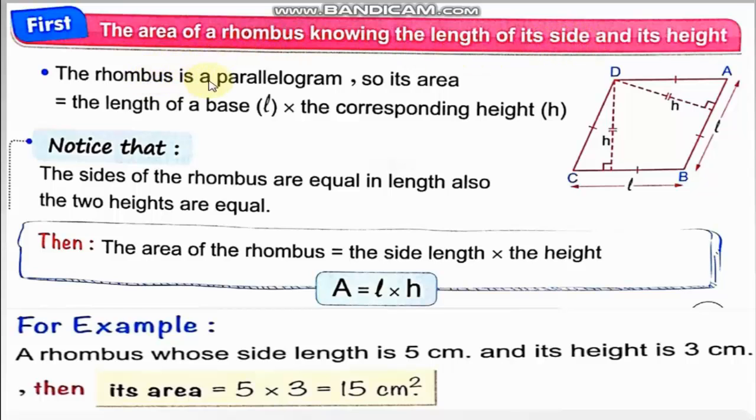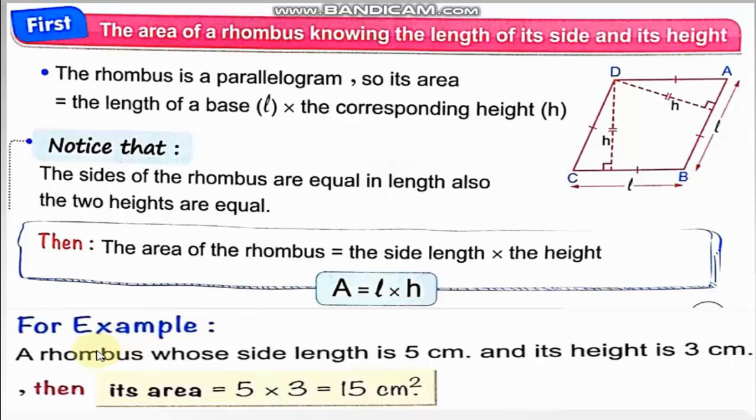We know that the rhombus is a parallelogram, so its area equals length of base L times the corresponding height h. We have here the base L, or here the base L, and we have two heights, this height and this height. We can note that the sides of a rhombus are equal in length, also the two heights are equal. Then we can say that the area of a rhombus equals the side length times height, in the simplest form A for area equals L for length of base times h for corresponding height.